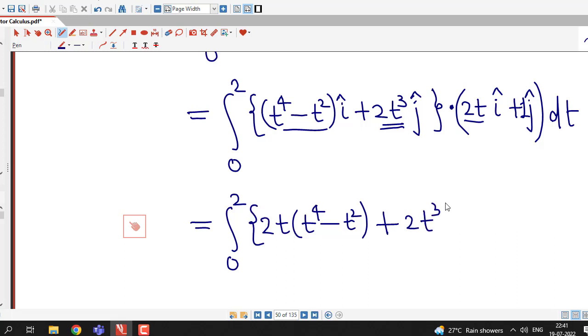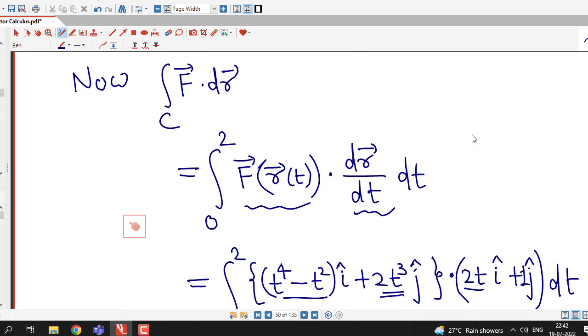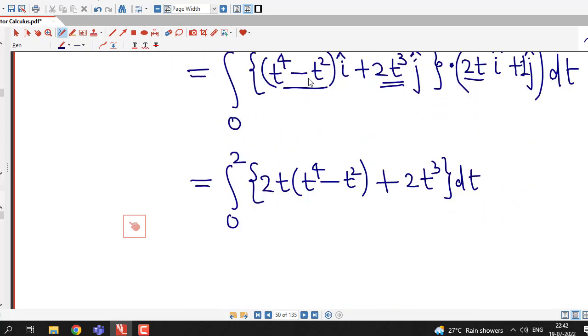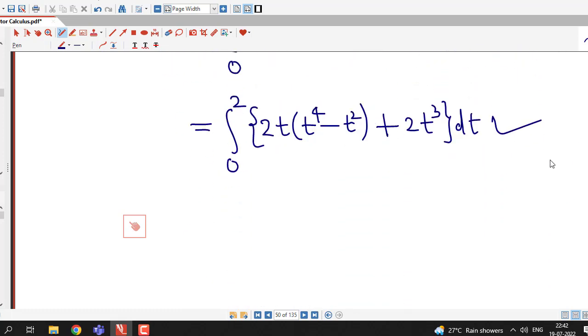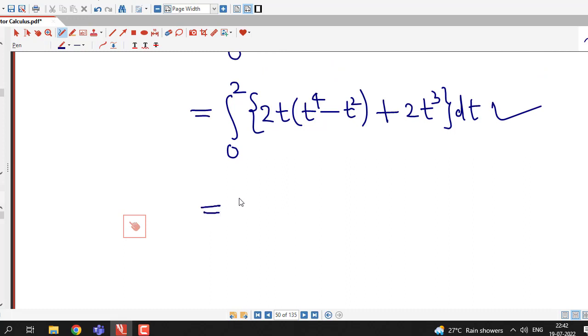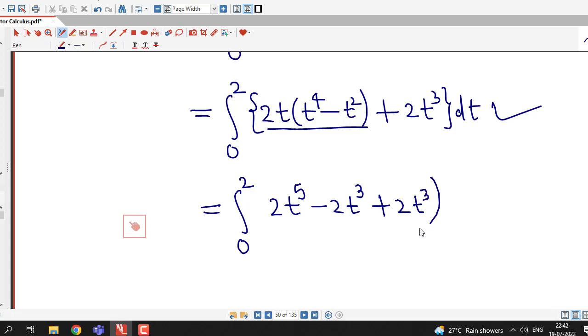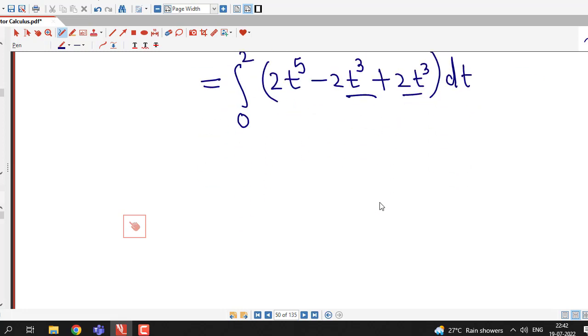And then we integrate with respect to t. So here we can observe that our line integral is converted in terms of a definite real integral with limits, and this is easy to integrate. Before integrating, first we rewrite all these things. 2t into t raised to 4, that is 2 times t raised to 5, minus 2t into t square plus 2t raised to 3, and here we can see this will cancel each other.